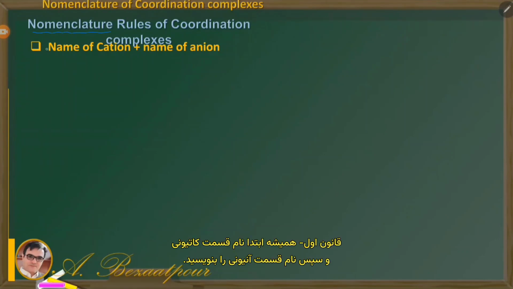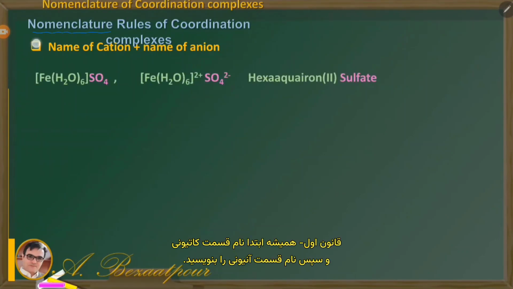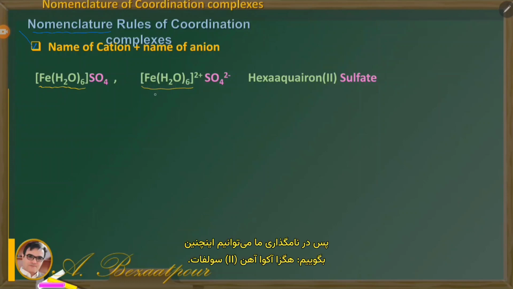The first rule: always write the name of the cationic part first and then the name of the anionic part. For example, in this complex, this part is the cationic part and the sulfate is the anionic part. Then in the naming, we can say hexaaqua iron(II) sulfate.